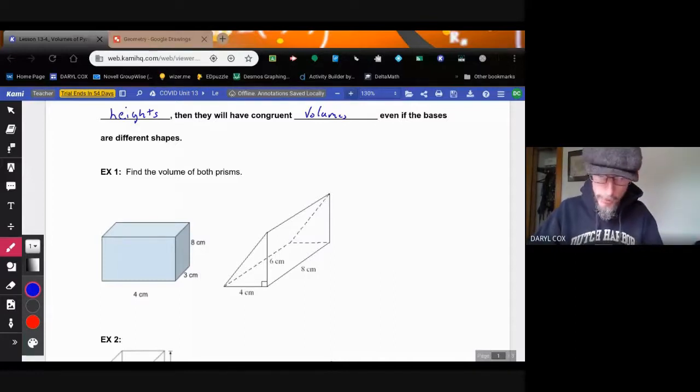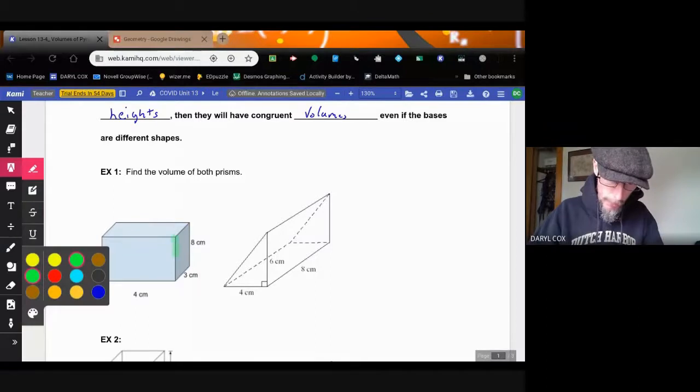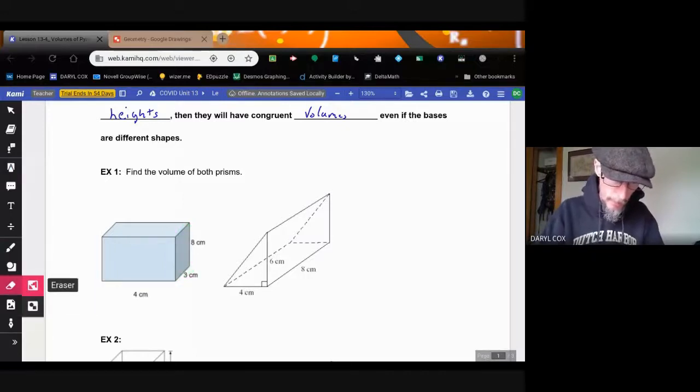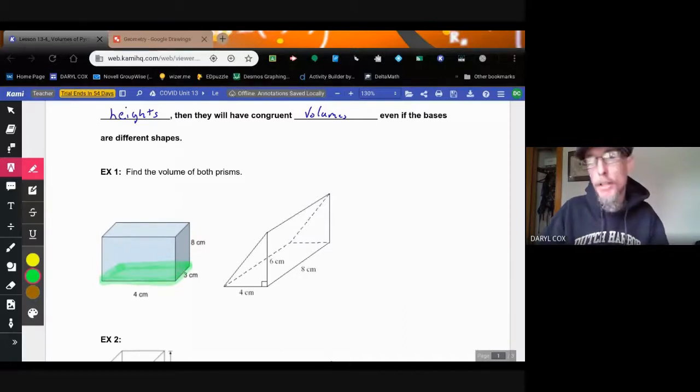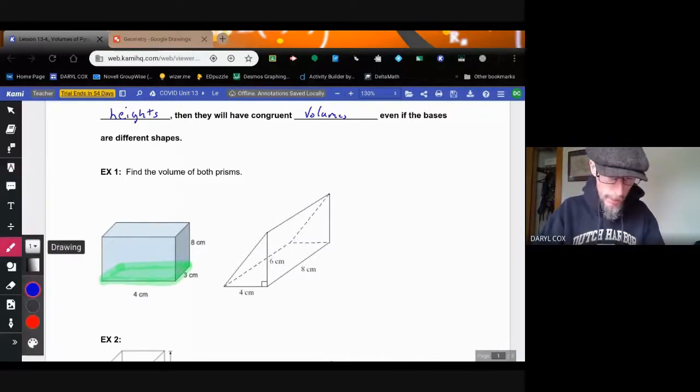So here I have two prisms, and let's find the volume of both prisms. I'm going to take this first one. Since this side over here is a little darker, I'm going to call this my base over here. You know what? I'm going to change that. Let's actually set the base on the bottom. Here's my base. Remember that when you're dealing with a square or rectangular prism, it doesn't matter which one you call the base, but to make it easier, the base is the bottom.